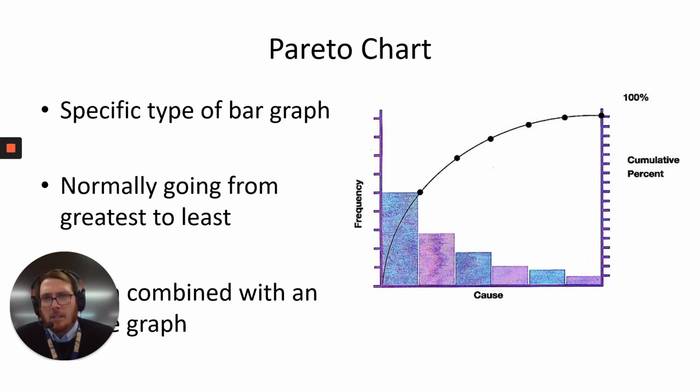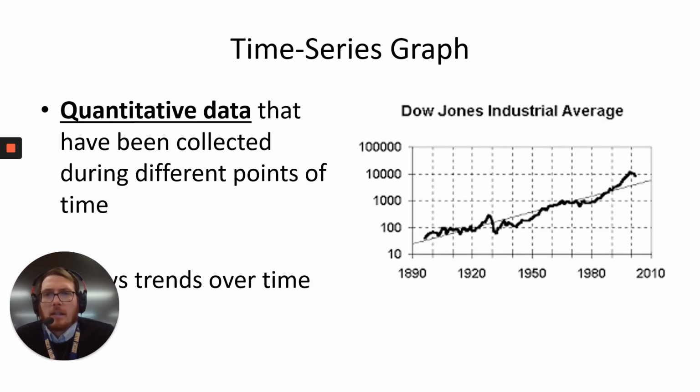And again, that might be specific to the situation that you're dealing with. Okay, the next one is what's known as a time series graph. This deals with quantitative, so that's numerical data, that's collected over different periods of time. And the goal is to show a trend as time goes on.